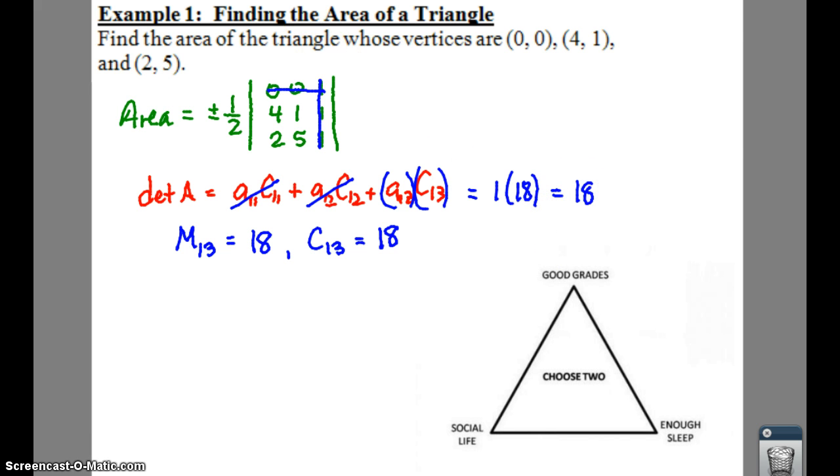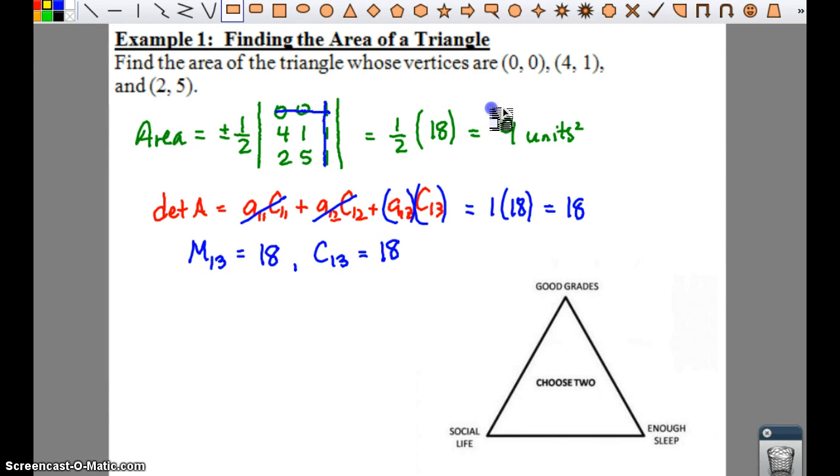So to find your area, then, we're going to take 1/2 times 18, multiply those together, and you get 9 units squared. So it looks a lot worse than what it could have been. But what could have been, what should have been? Oh, those days. There's your area of your triangle.